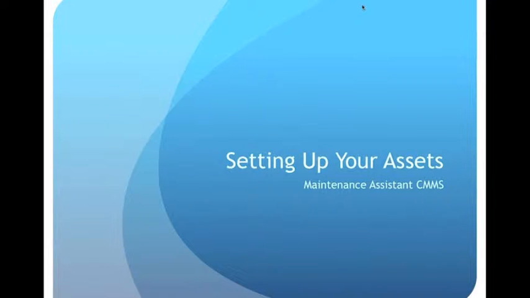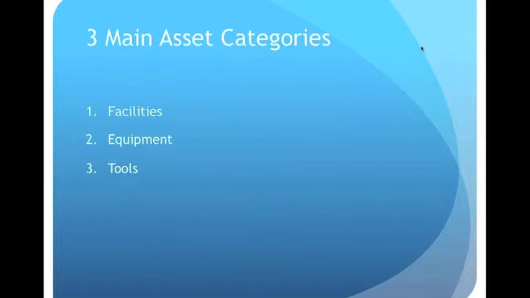Okay, so this webinar will cover setting up your assets in Maintenance Assistant, which is generally one of the first things you do when you're getting into your software. So there are three main asset categories: facilities, equipment, and tools. Facilities are things like your parent facility or warehouse. You can have things like departments or rooms, or just more of an asset to group the other assets together. So again, like a functional area or a department.